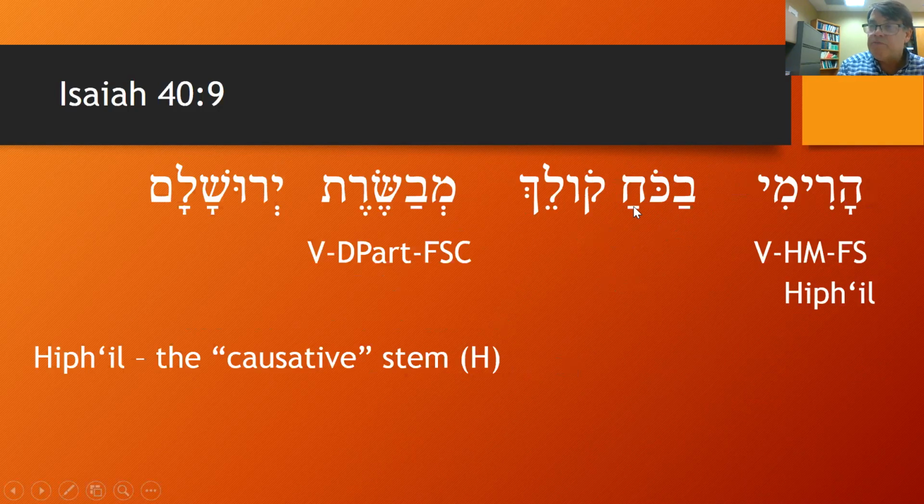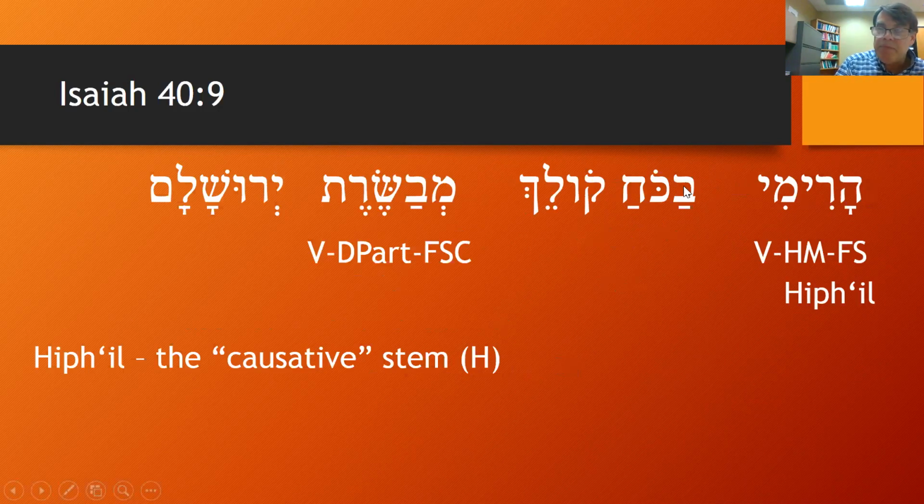This is another furtive patach that when you're going from an O to a chet, when you're going from an O to the throat, you've got to stick a little A in there. So it's a sneaky little patach, a furtive patach. Ba-koach. You have to say the A just to get there.